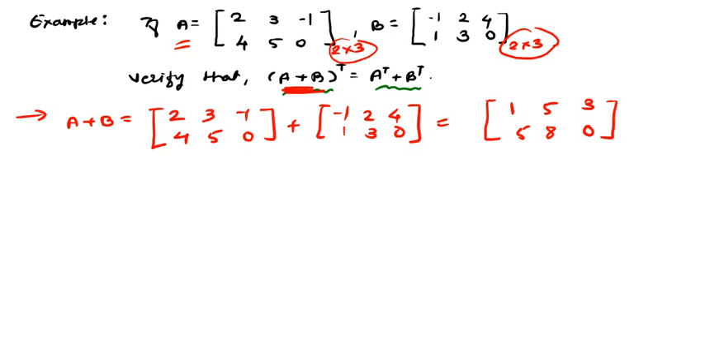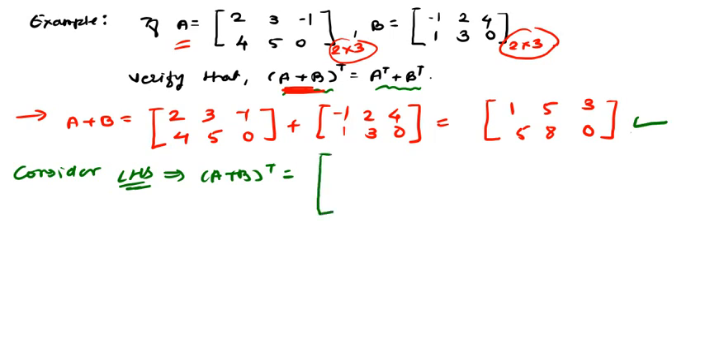Now we can consider the LHS of the equation. What does the LHS say? (A plus B) transpose. We got the value for A plus B, so its transpose will be the matrix 1 5 3, and so on. The first row will become the first column and the second row will become the second column. Now consider the RHS.